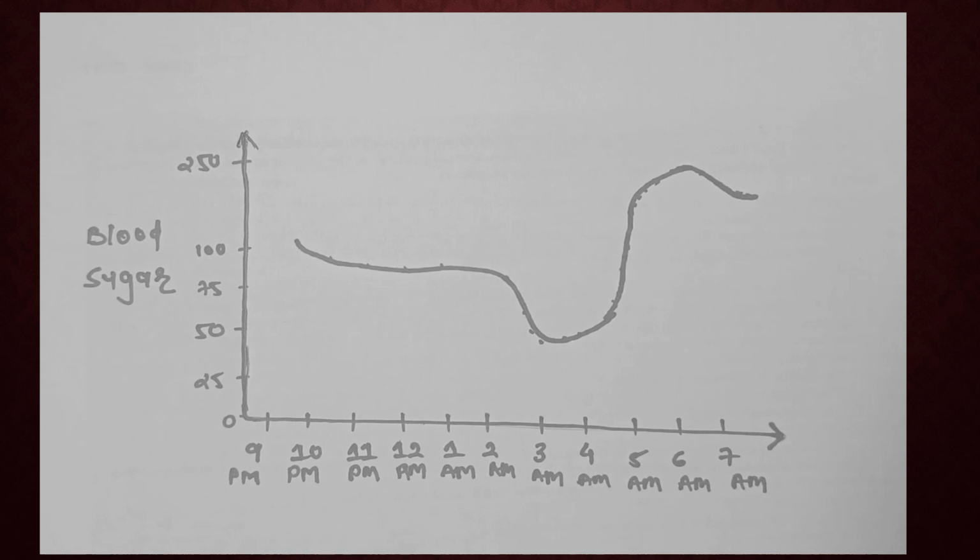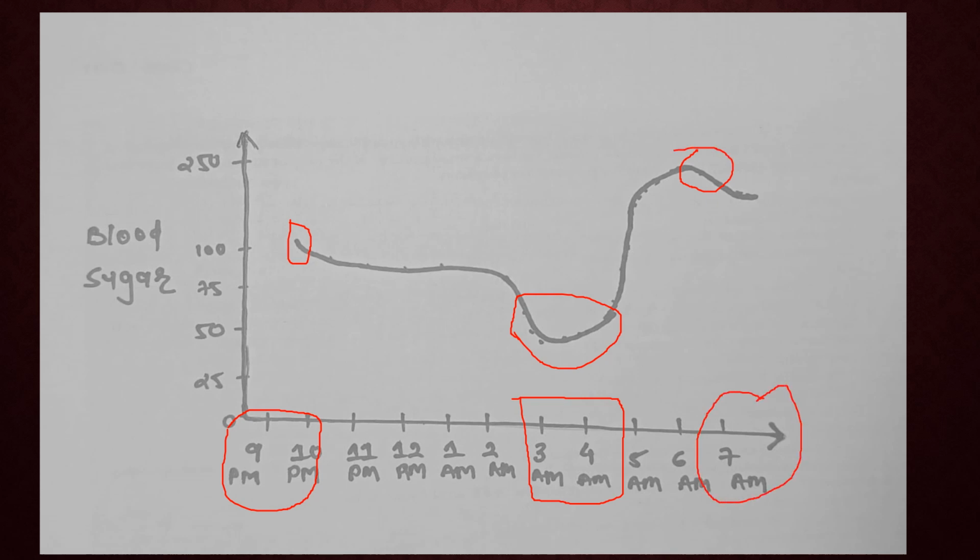As we can see in this chart, a patient has a normal level of blood glucose at night time, around 9 to 10 p.m. The patient takes the dose of insulin at this time, which can lead to hypoglycemia in the midnight, around 3 to 4 a.m. Hypoglycemia at the midnight can lead to the release of counter-regulatory hormones like cortisol, glucagon, growth hormone, and epinephrine, which leads to hyperglycemia in the early morning. When we check the patient's fasting blood sugar, it comes on the higher side in the early morning.